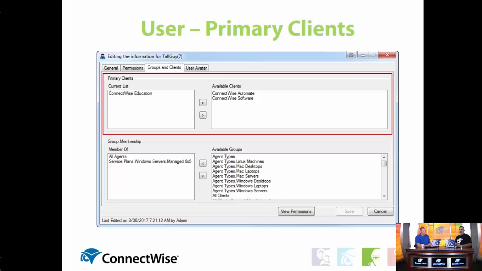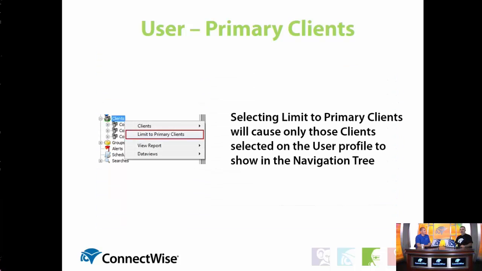You're doing that right here on the Groups and Clients tab in the top section. Any client you have selected from the right-hand side under Available Clients, if you double-click them or click on the arrow to move it left, you can see it's going to move over to the current list on the left. You save that user profile. Now I have assigned primary clients to this user.